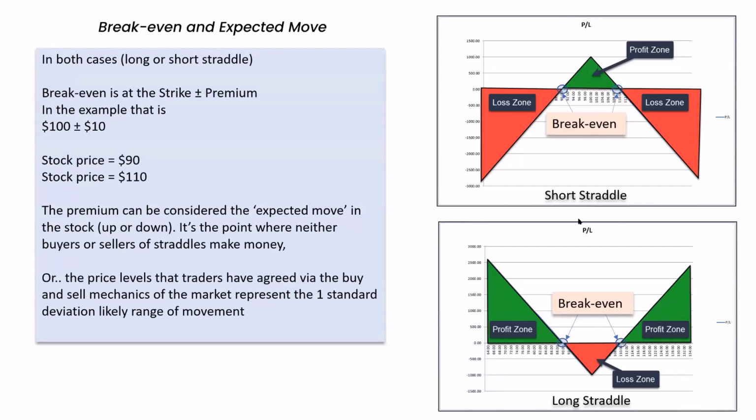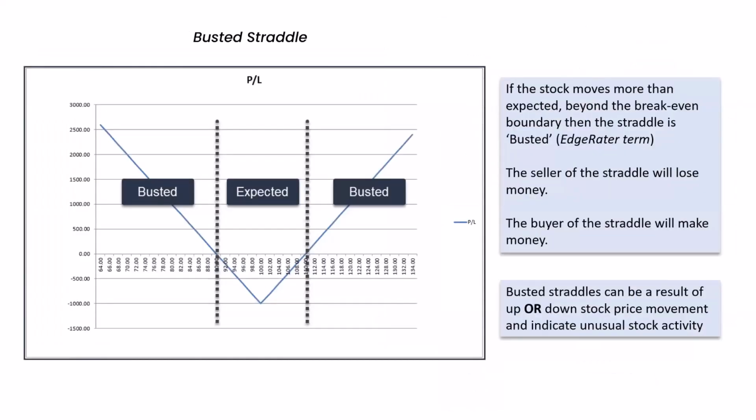And that would be called the expected move. It's the price level that traders have agreed via the mechanics of the market that represent the one standard deviation likely range of movement of price. The terminology that EdgeRater has come up with when that price gets exceeded is called a busted straddle.